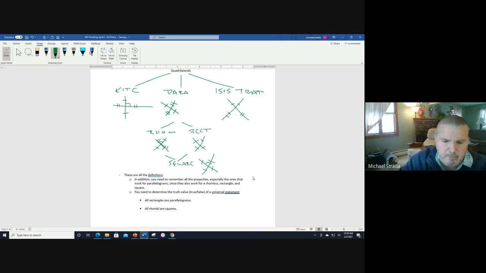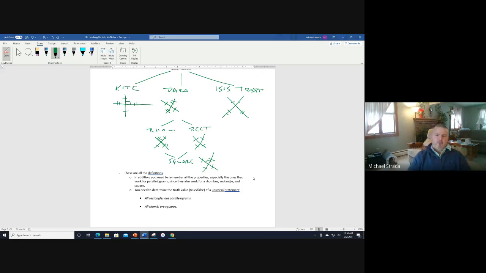All right, the second part of this is, remember all the properties, especially the ones that work for parallelograms, since they also work for rhombus, rectangle, and square. The new thing is you need to determine what's called the truth value of a universal statement. A universal statement is all blanks are blanks. Okay? We have to determine if it's true or false.